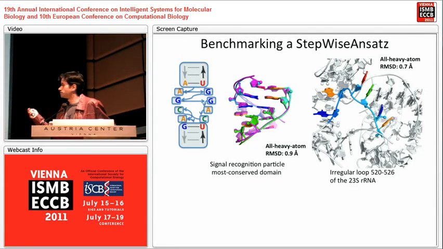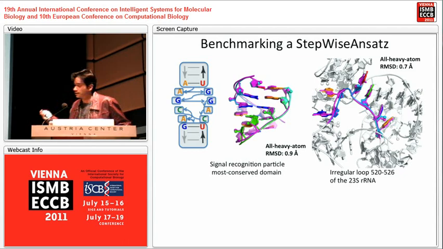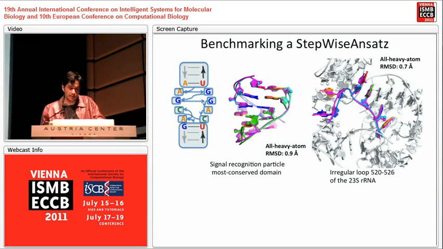And a couple of these residues are bulged. And the other ones form non-canonical base pairs or base-backbone hydrogen bonds. There's nothing canonical at all about this segment. But again, the stepwise ansatz produces one result, and that's shown in magenta, and it overlays within, again, an angstrom RMSD of the crystallographic conformation.